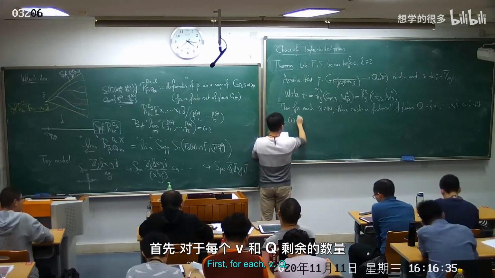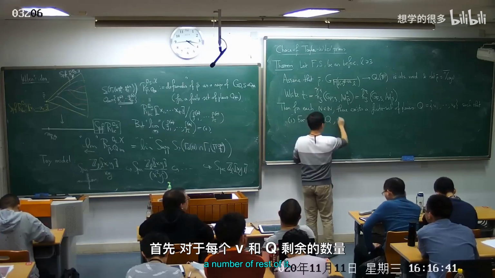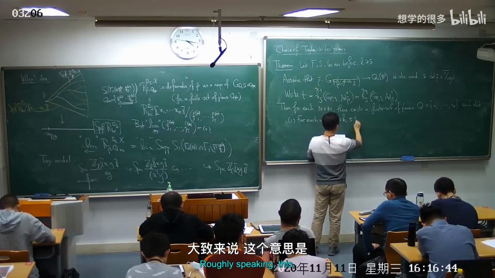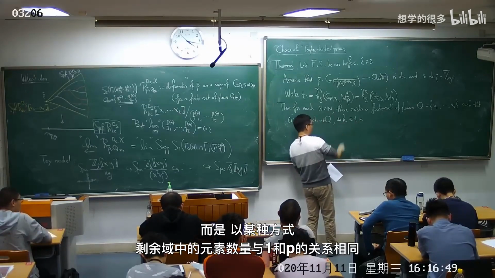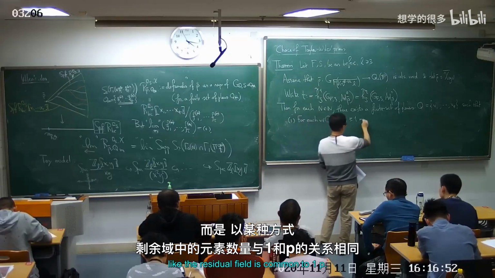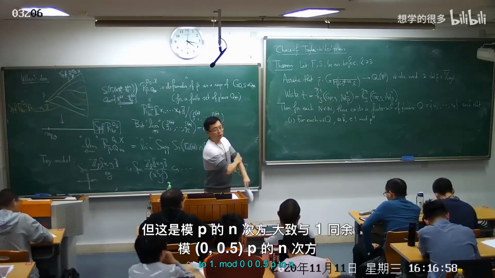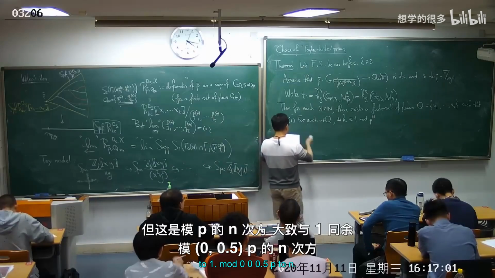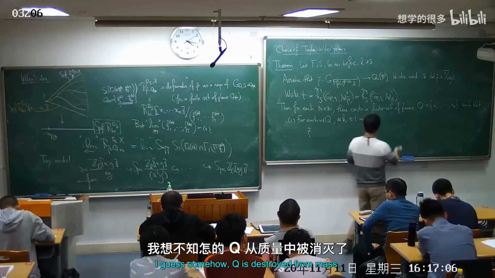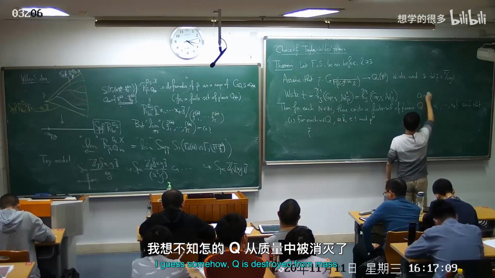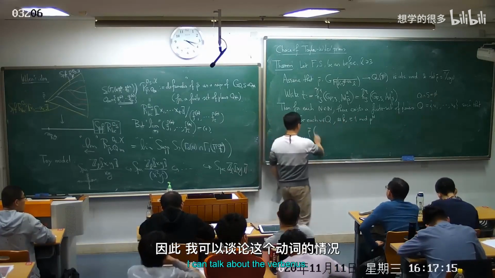First, for each v in Q, roughly speaking, these primes are not all congruent to 1 mod p, but rather the number of elements in the residual field is congruent to 1 modulo p to the n. And then v is unramified, that is, Q is disjoint from S. So v is an unramified place, and therefore I can talk about the Frobenius.